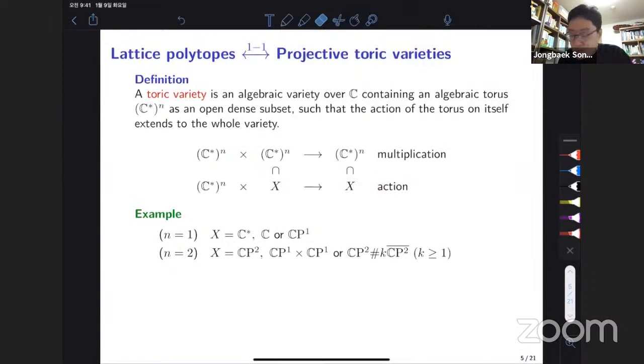The easiest example is when n is equal to 1. You can think of C^*, and your toric variety can be C^* itself, or by adding the origin you have the complex plane, or if you add one more point, the point at infinity, then you have the projective space CP^1, which corresponds to a line segment, a one-dimensional polytope. When n is equal to 2, you have CP^2, CP^1 times CP^1, or CP^2 connected sum CP^2-bar. Each of these corresponds to a two-dimensional polytope, so a triangle, a square, or in general an n-gon.